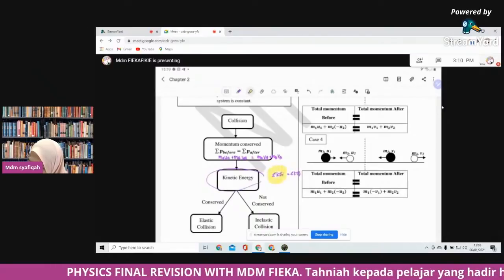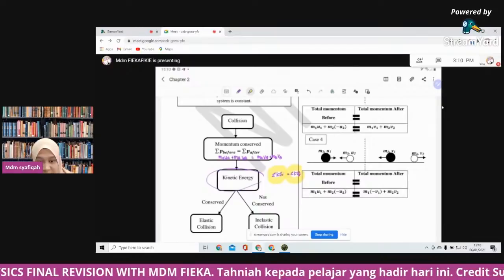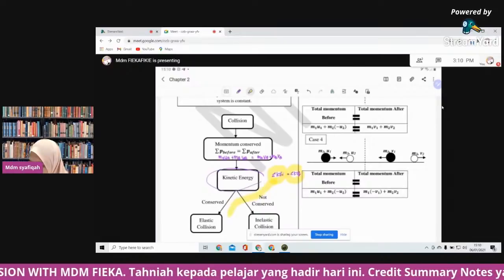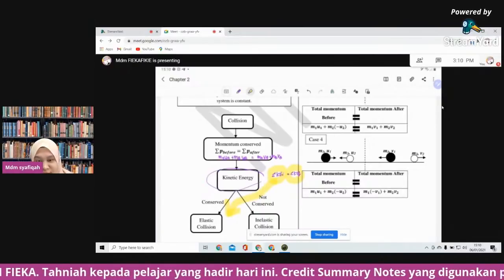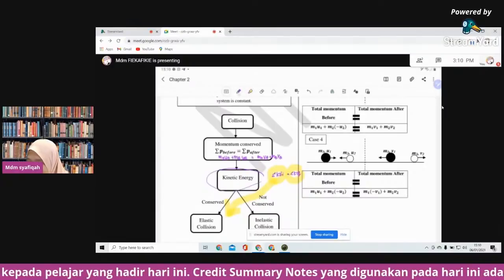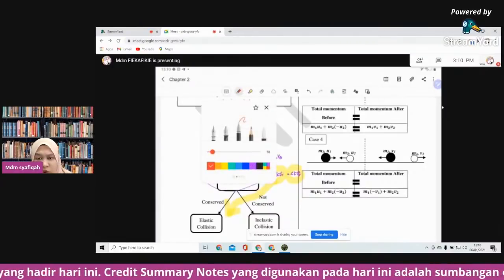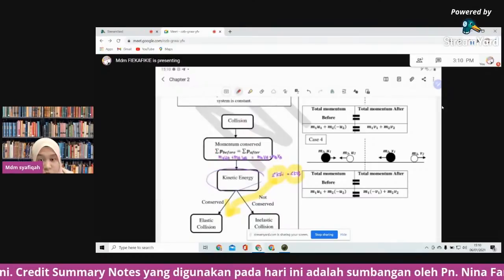Okay, so kalau dia sama, dia adalah elastic collision. Kalau dia tak sama, dia apa? Dia adalah inelastic collision. Okay, bila kita jawab, jangan main jawab je. You mesti kira, you mesti tunjuk.